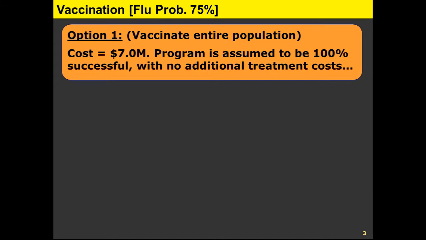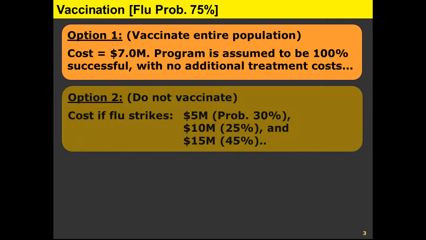Option 1, vaccinate the entire population of a particular city. Cost $7 million, and the program is assumed to be 100% successful with no additional treatment costs.